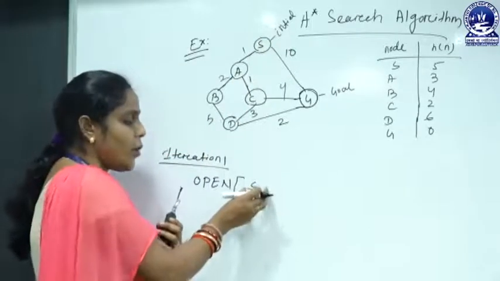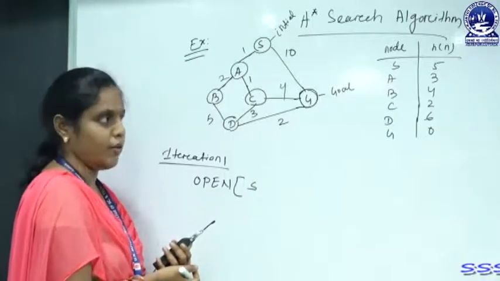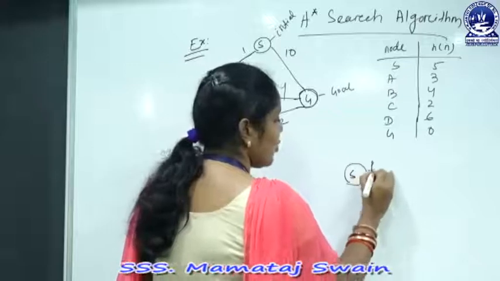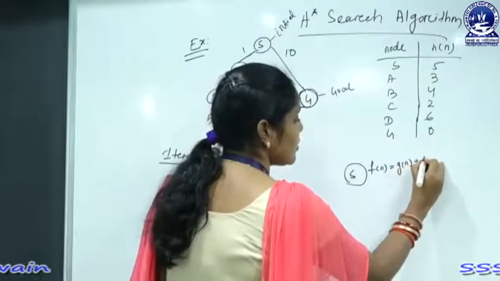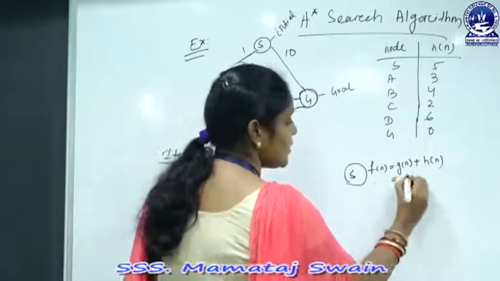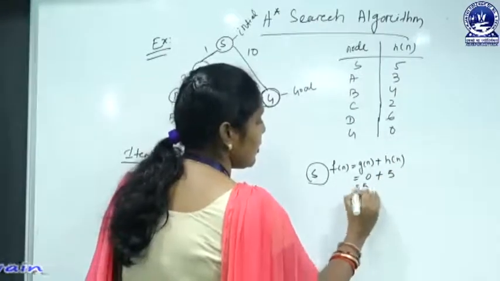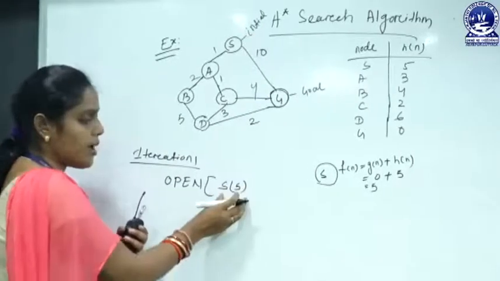And here for S we have to place the evaluation function value. That means here for S we calculate the Fn value, which is equal to Gn plus Hn. For S, Gn is 0 and Hn is 5. That means here the Fn value is 5. Now I place this value here.